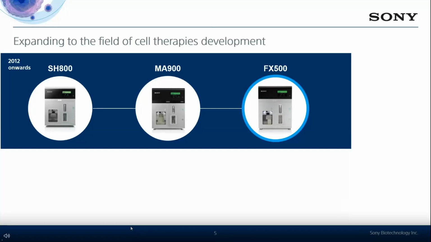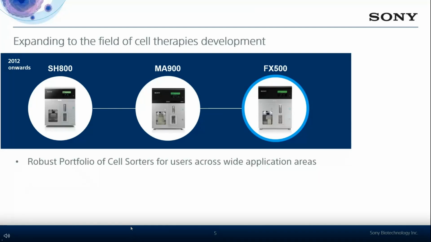This line was expanded with the MA900 in 2017, a four-way 12-color sorter, and the FX500, a clinical and cell line-oriented sorter with removable and disposable fluidics. This robust portfolio has been used for a wide variety of applications in discovery, research, and development.